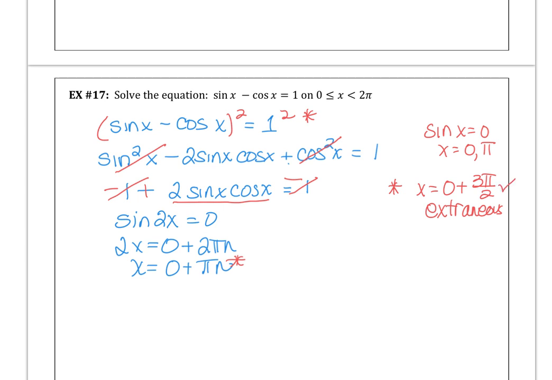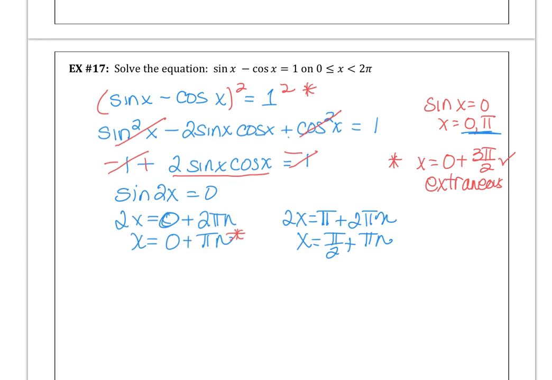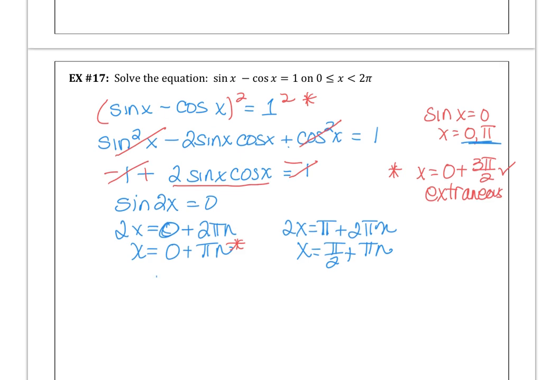And then 2x is pi from these two. So we got it at 0 and we got it at pi, plus 2 pi n, dividing both sides by 2. We got pi over 2 plus pi n. So our only two answers are going to be at pi over 2 and pi. So we can't get the 0 here, and we can have pi, and we can have pi over 2 from here.